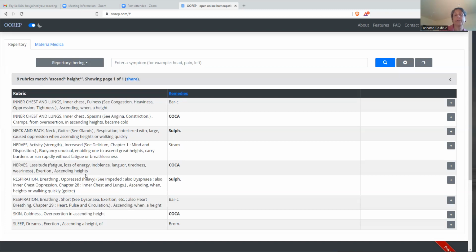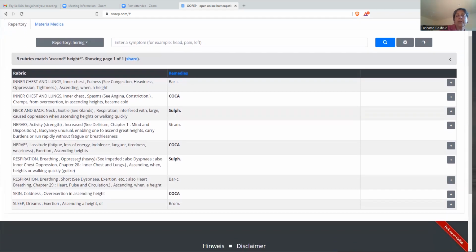What do you suffer in COVID? Long-term, short-term, lassitude, great fatigue, can't move. You feel like you can't lift a spoon to help yourself. You're tired, you're so weary. Any exertion makes you tired, and especially going uphill. That's coca.